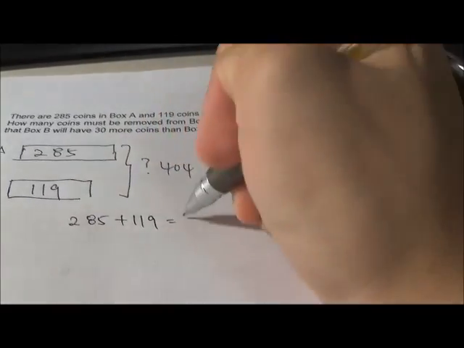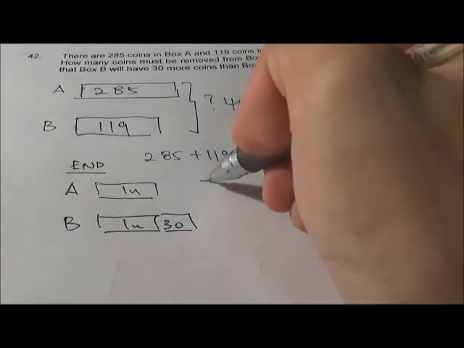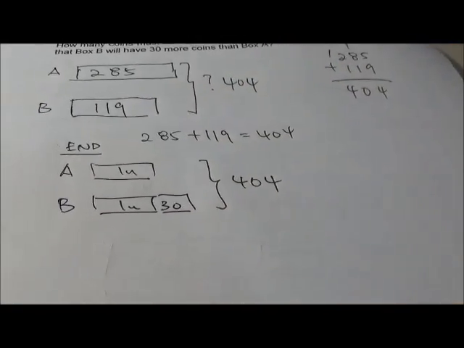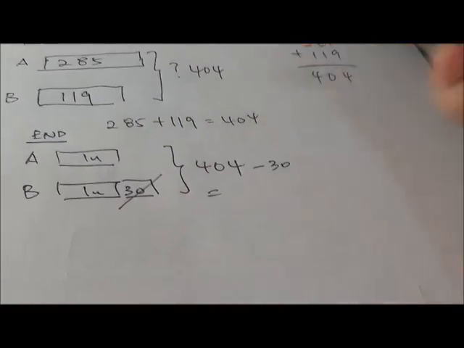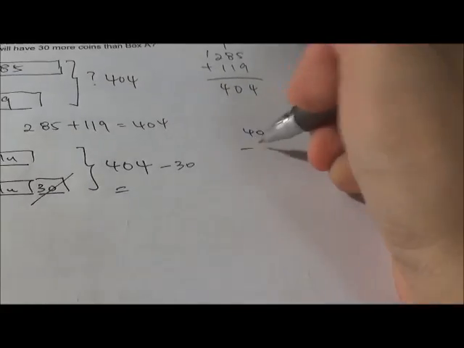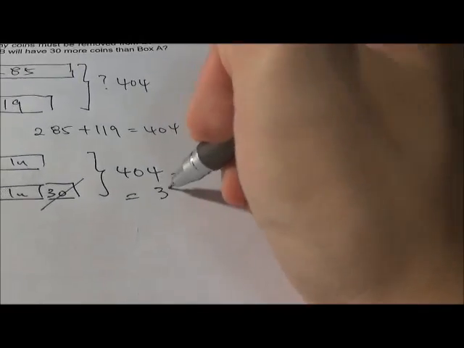So you have to write your number statements. 404. How many coins must be removed from A and put into B so that B will have 30 more? So at the end, A has 1 unit, B has 1 unit and 30 more coins than A. Remember the total number of coins did not change. How do you find out how much is 1 unit? We take away 30 first. It equals 404 minus 30, which is 374.